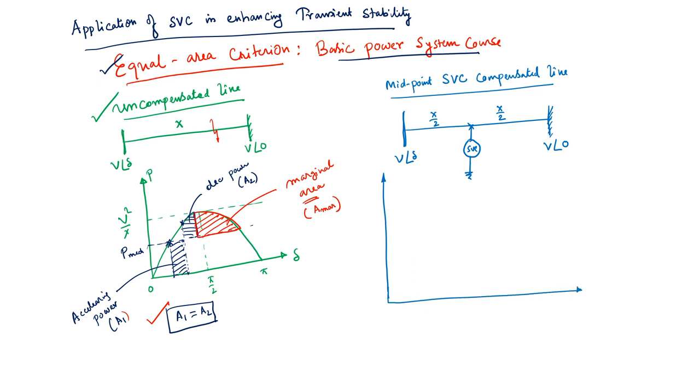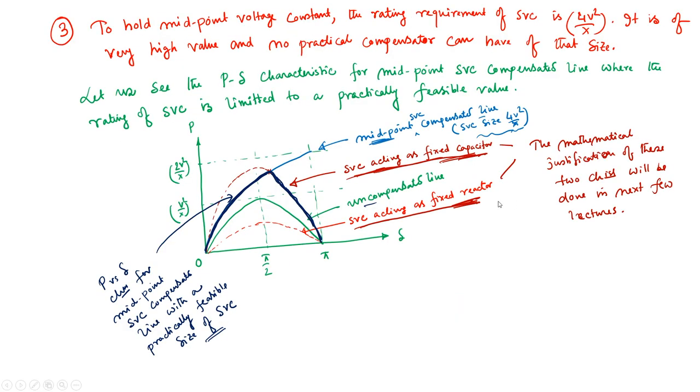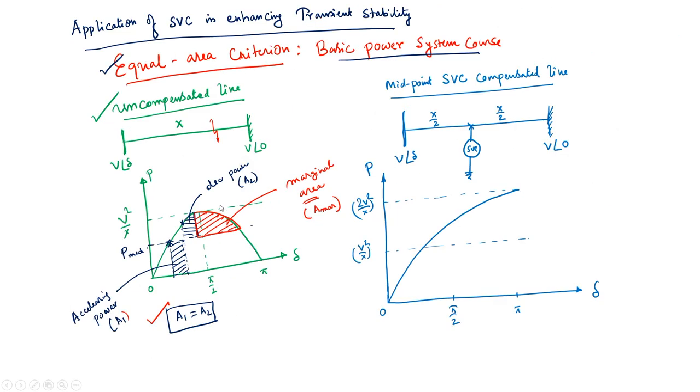Suppose you know that here we have V square by x, and suppose this is 2 V square by x. So, suppose this is 0, delta equal to 0. This is delta, this is P as we know. This is pi by 2, this is pi. So, for unlimited compensator rating, the characteristic is something like this, but we eventually learn that for a practically feasible size of SVC, the characteristics will look like this. So, that means the actual characteristics would be something like this.